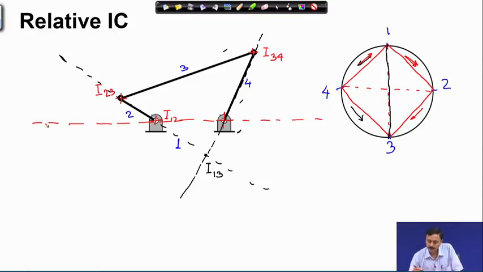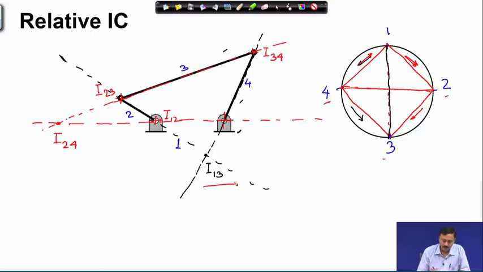Similarly, 2, 3, 4 are three rigid bodies in relative motion. So, therefore, the three relative ICs must lie on that line, of which I23 and I43 are known to me. So, therefore, I24 must also lie on this line. So, the intersection point gives me I24. So, I have found this as well, and that completes all the relative ICs.